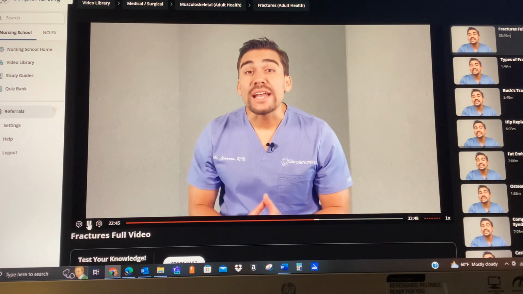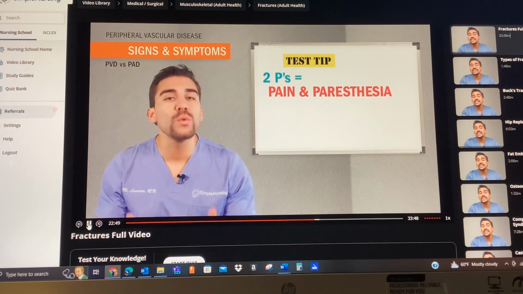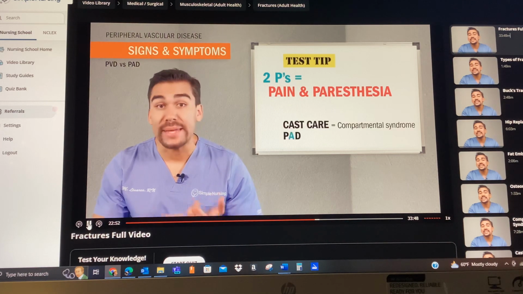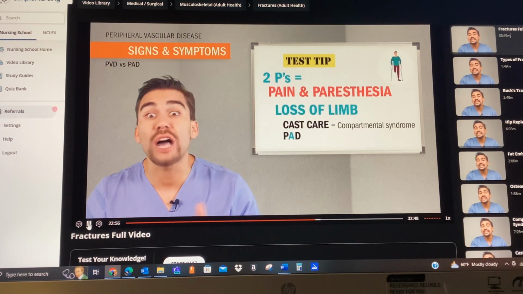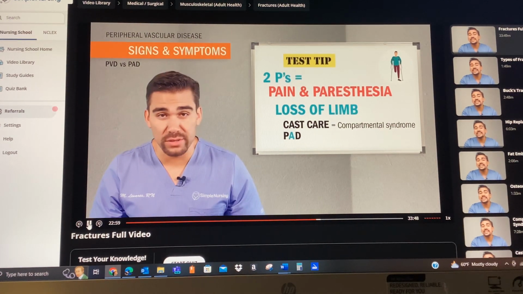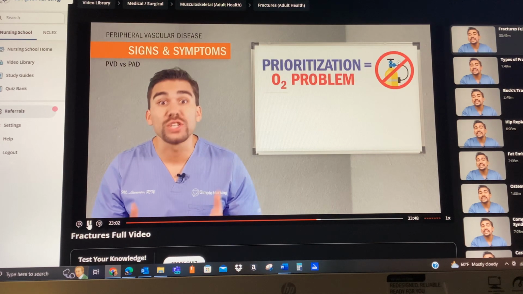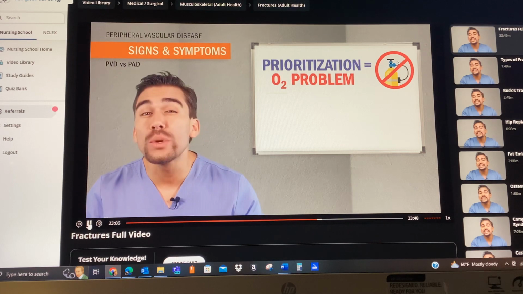All right, guys, a little side note for your future exams. These 2 P's are always the priority and will always show up on cast care and even PAD. Guys, in both cases, we have an oxygenation problem leading to a loss of limb problem. So guys, we always think of the worst case scenarios here, which always revolve around oxygen problems. Really, any oxygen problem is an emergency problem and is always a priority.